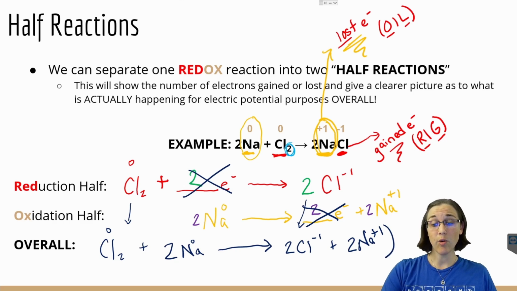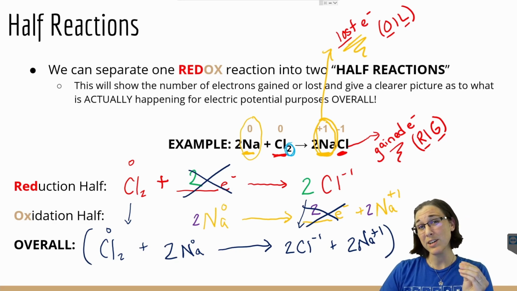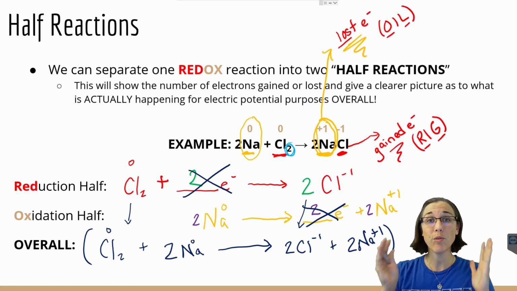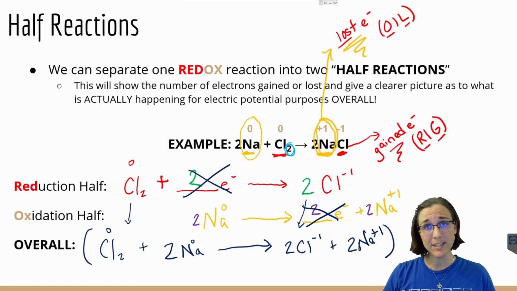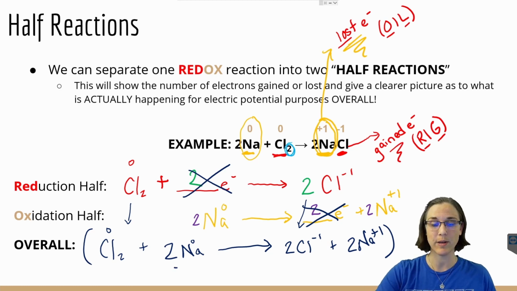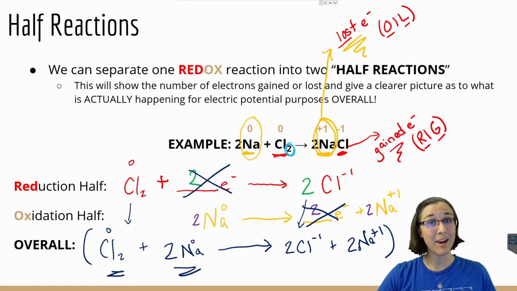Now this final overall reaction gives us a more clear picture of what's happening overall with the transfer of electrons, how many there are, and how much voltage can be created from the reaction between sodium and chlorine. But that'll be in a later video.